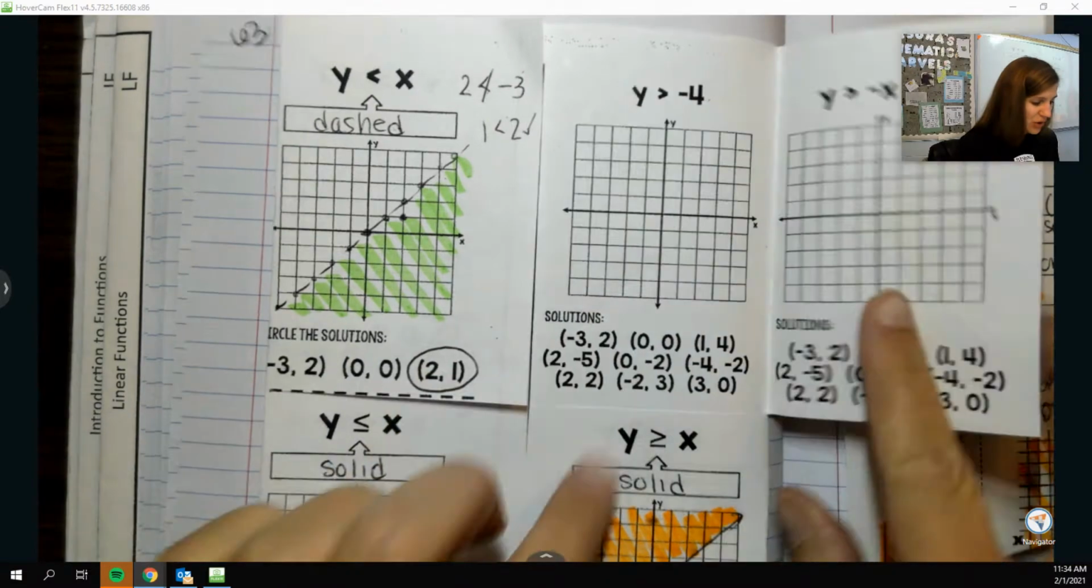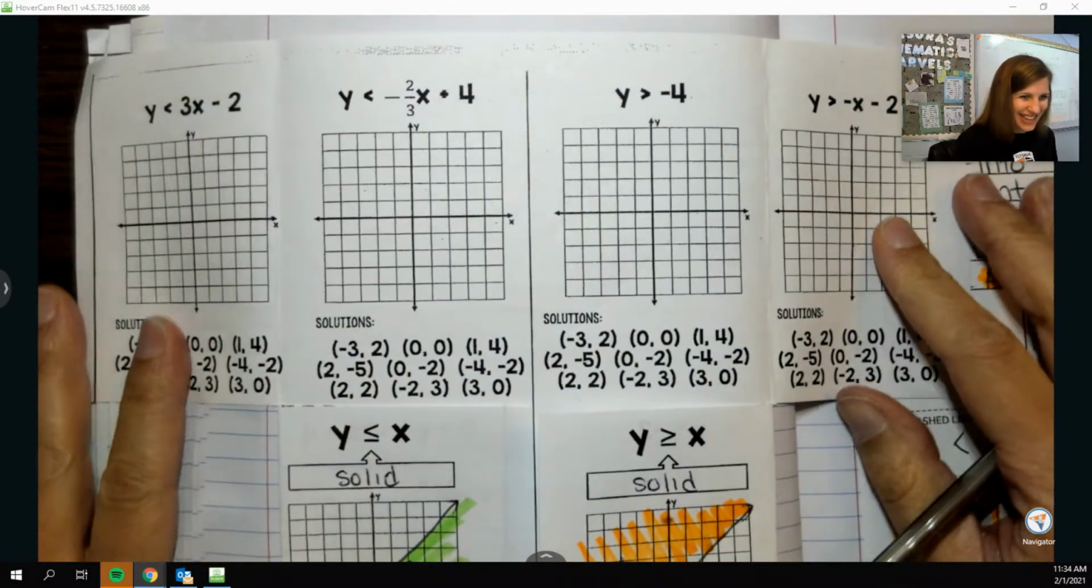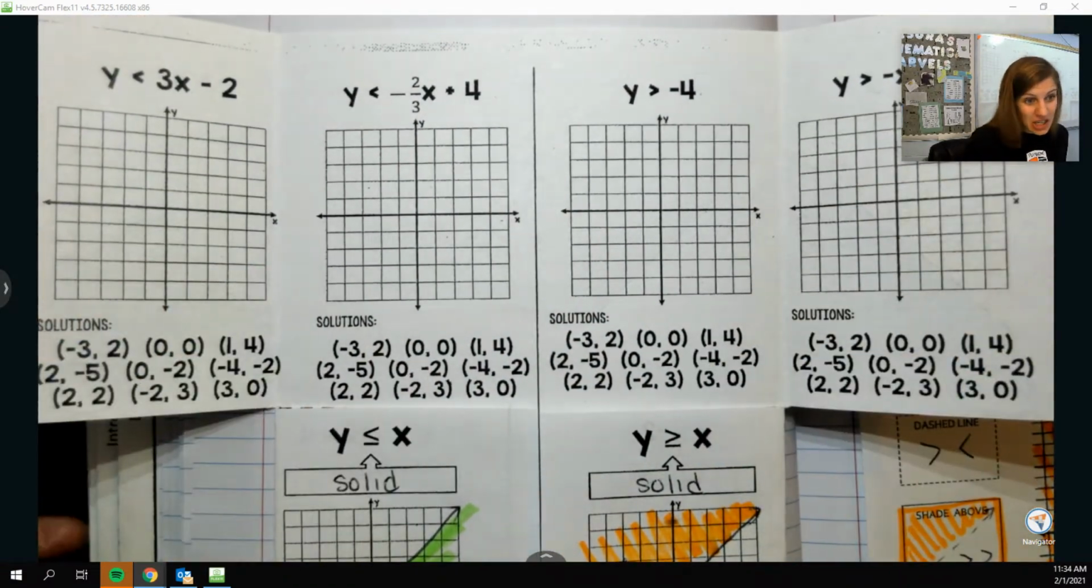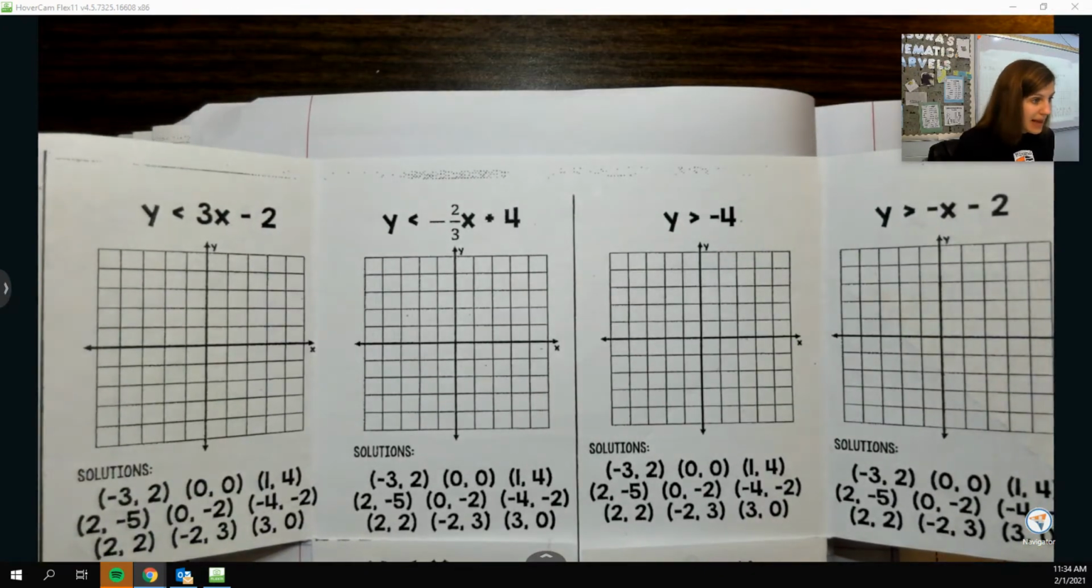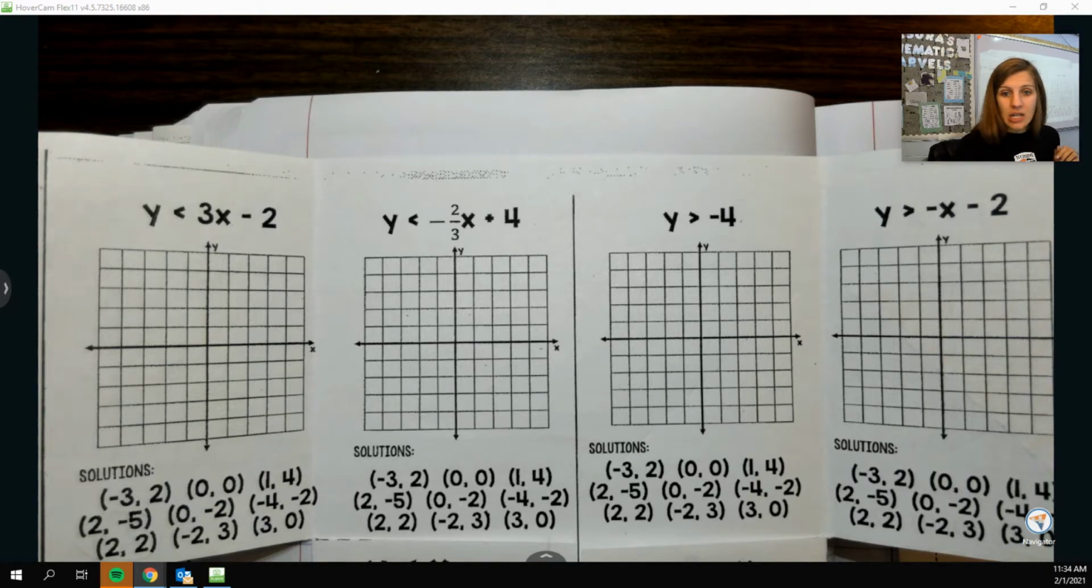Oh my goodness, there's so many more to do on the inside here. So what you guys could do is you could pause and try some of them and come back and see how you do because I'm going to do these fast, okay? So these ones are all super nice. They're already in y equals mx plus b.